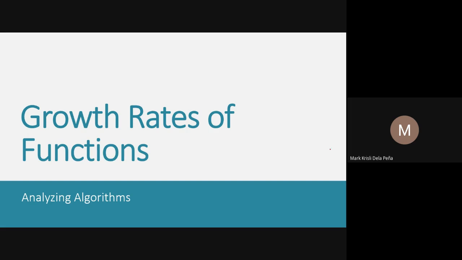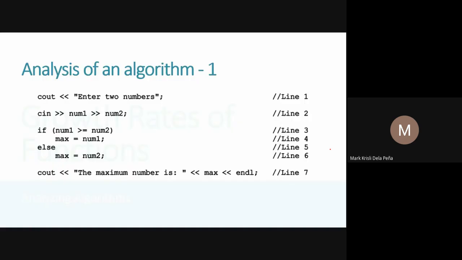Let's have these examples. This is written in C++. We have here cout, enter two numbers. cout is equivalent to printf or println in Java. Then cin is scan, getting an input.